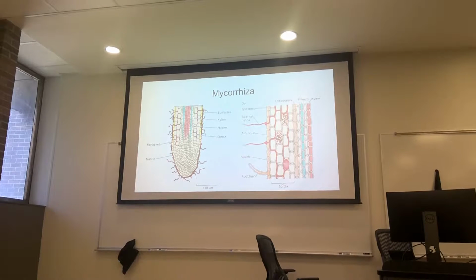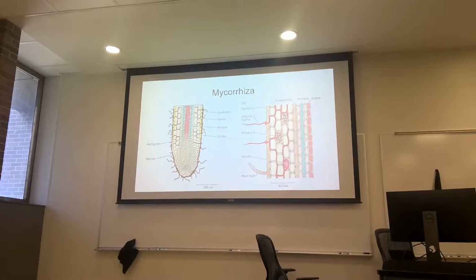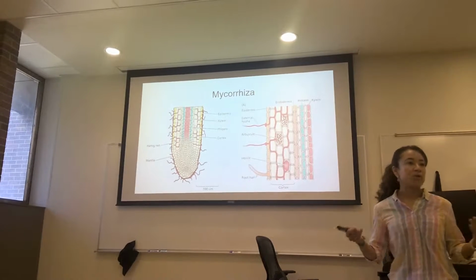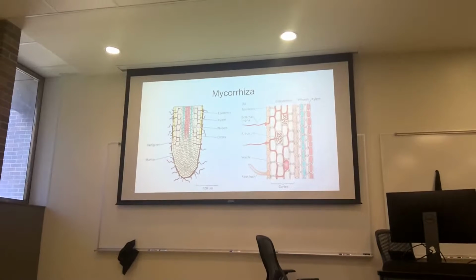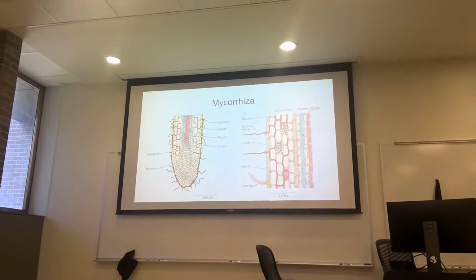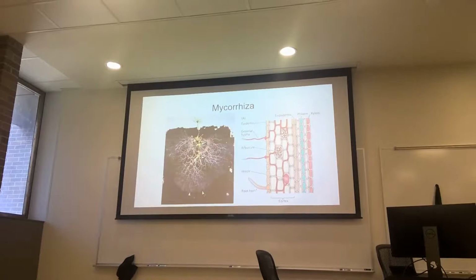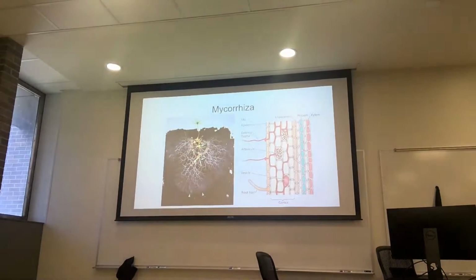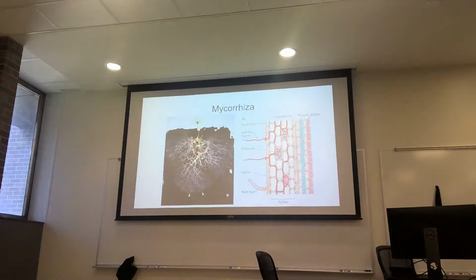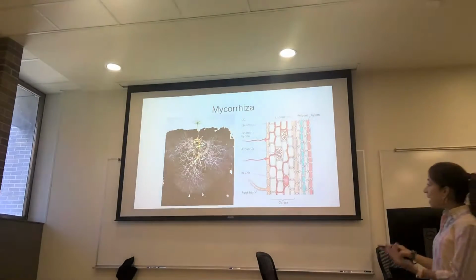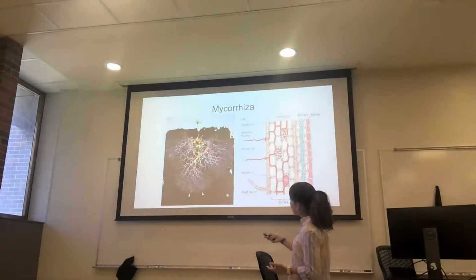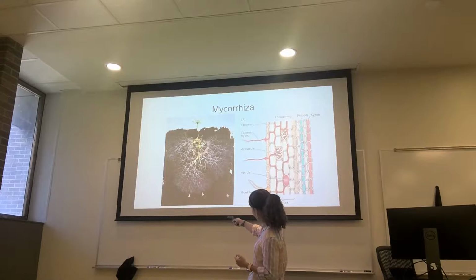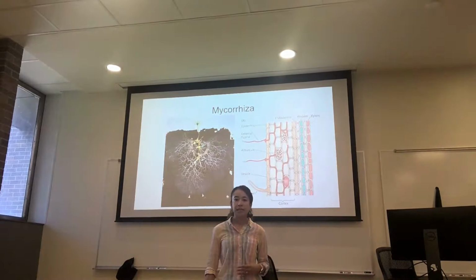So endomycorrhizae are going to be mostly inside of the plant, just doing very little exchange. Ectomycorrhizae is the one that really fully extends a lot of the root system, and that's the one we're going to focus on. So I really like this picture because it gives you an idea of how ectomycorrhizae and the hyphae of fungi can extend. So you have the end of the root system here, and all of this additional part is fungi.